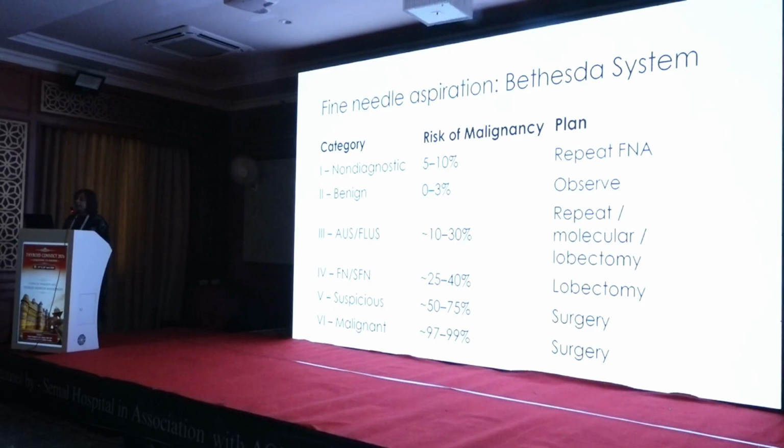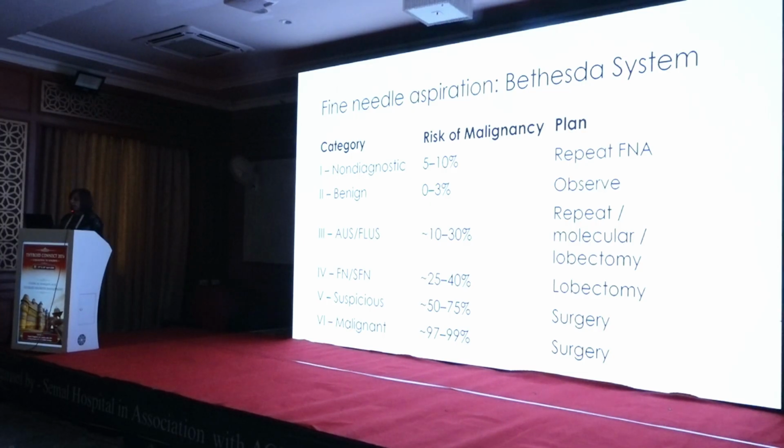It is basically divided into six categories. The non-diagnostic one: if we give you a diagnosis of non-diagnostic, that doesn't rule out malignancy. It is not the same as benign. It just means that the material is not enough to say anything, right? So you have to see what the ultrasound findings are, and you have to repeat. That means the material was not adequate.